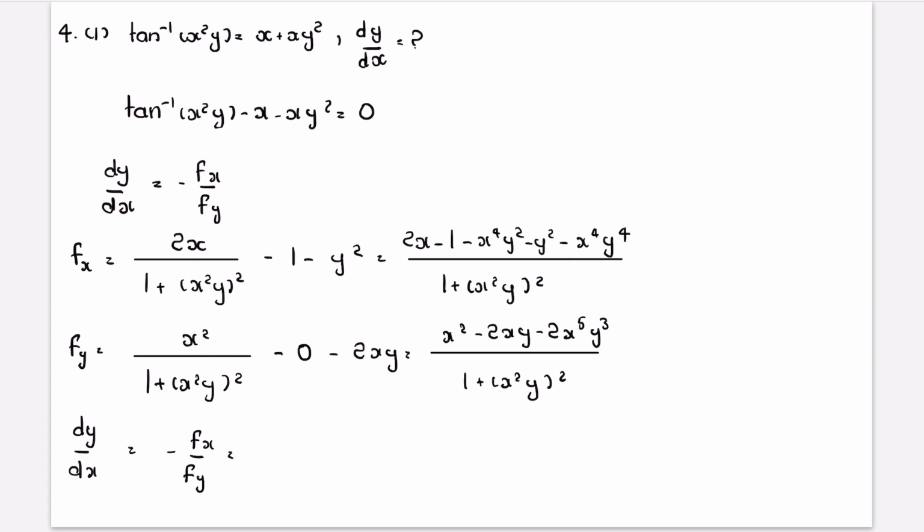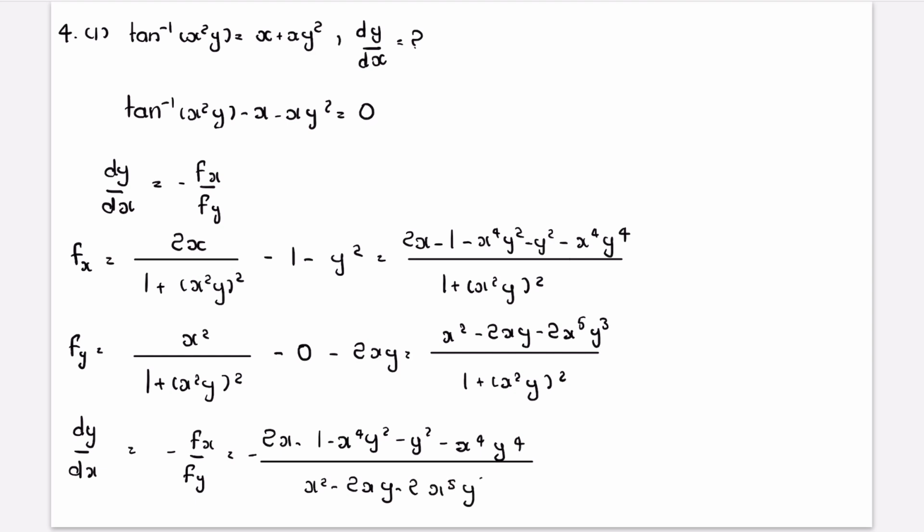Just substitute. When we substitute that, it will be like that, right? So the only thing left is 2xy minus 1 minus 4y squared minus y minus 4, 1/4 by x squared minus 2xy minus 2, x is 5, 1/3. So this is the answer of that question.